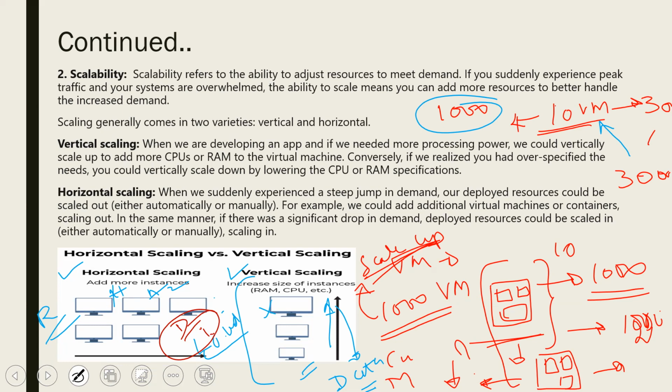So we can try to use horizontal scaling. For example, if you are creating, there is an option called VM scale set, right? There we can increase the instances whichever we want.